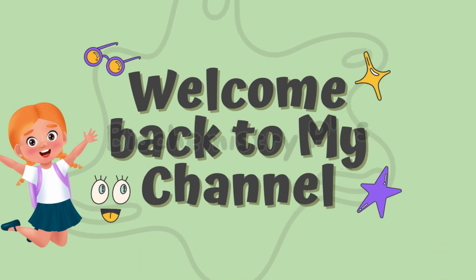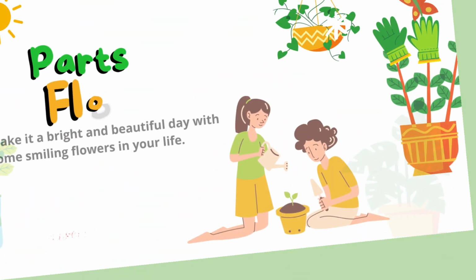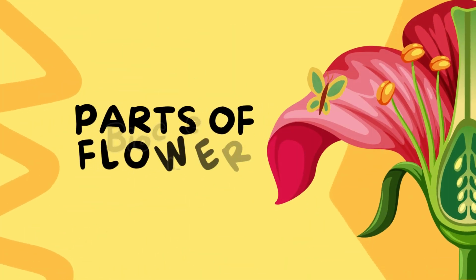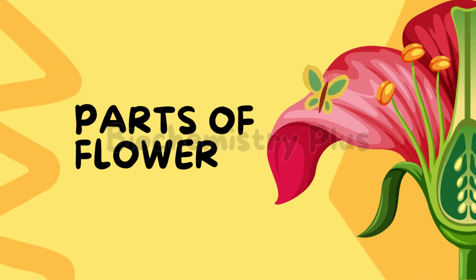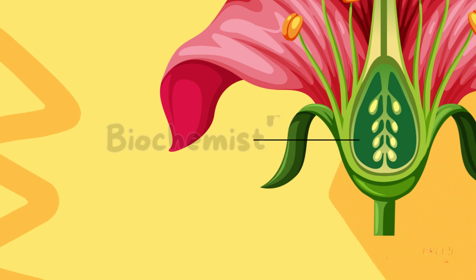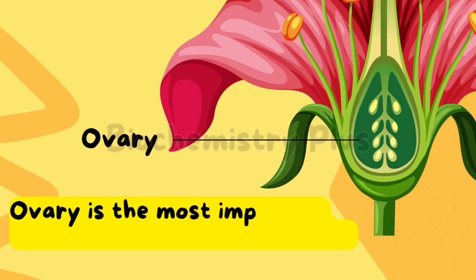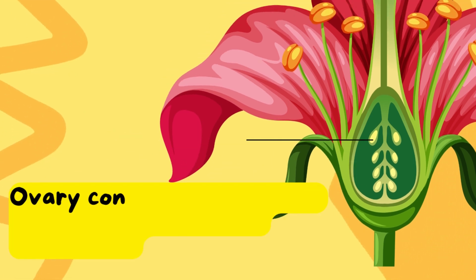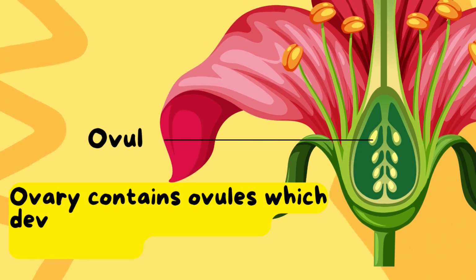Today we will discuss the parts of a flower. First of all, we see the ovary. Ovary is the most important reproductive part of the flower. Second is the ovule. Ovary contains ovules, which develop into seeds upon fertilization.